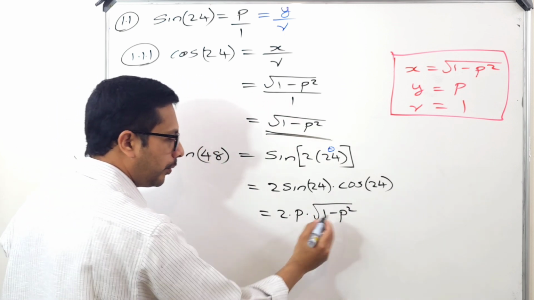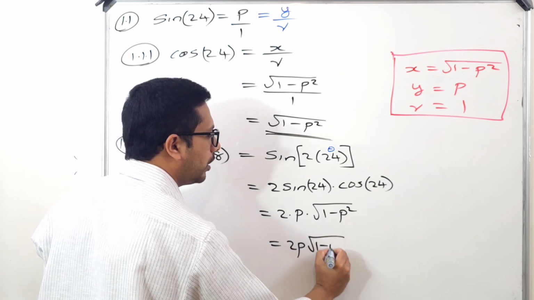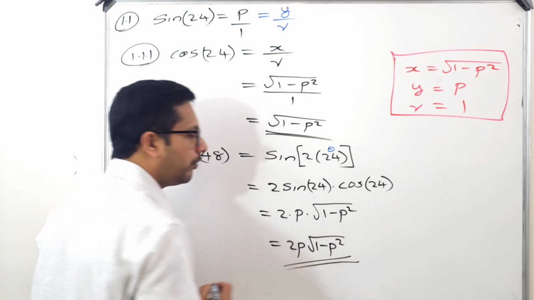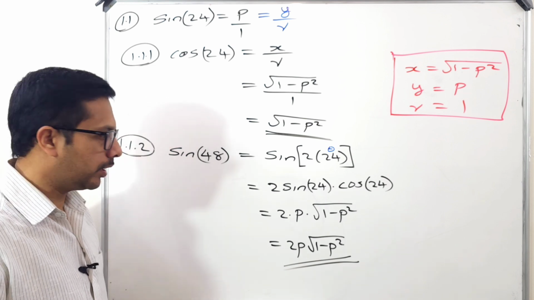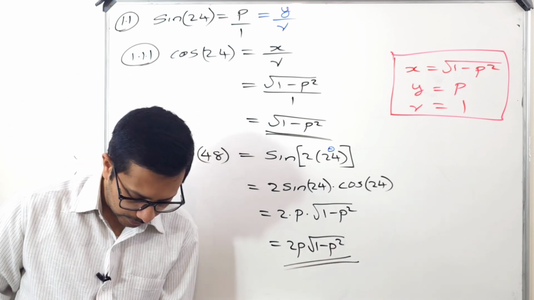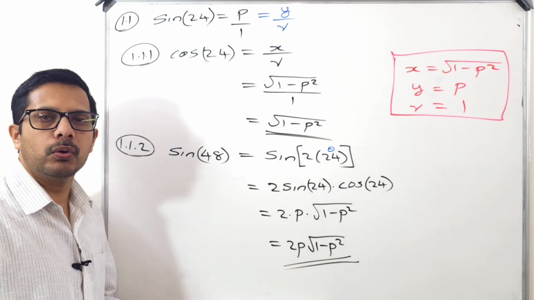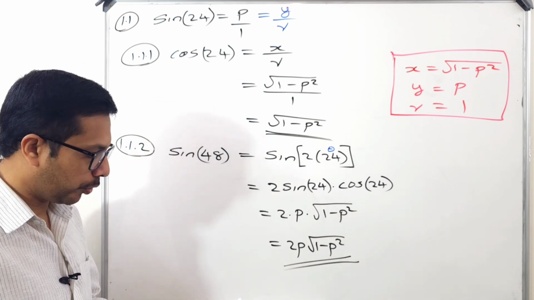So here let me write it together. 2p square root of 1 minus p square. Can you see we got the answer in terms of p? That means in our answer there are p's there. Okay, so that is question number 1.1.2. Now let's move to the next question, question number 1.1.3.